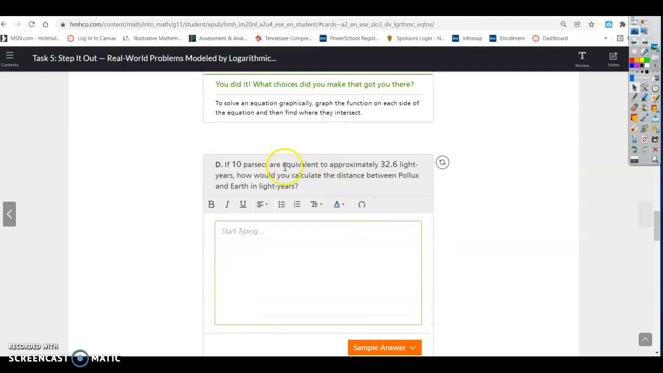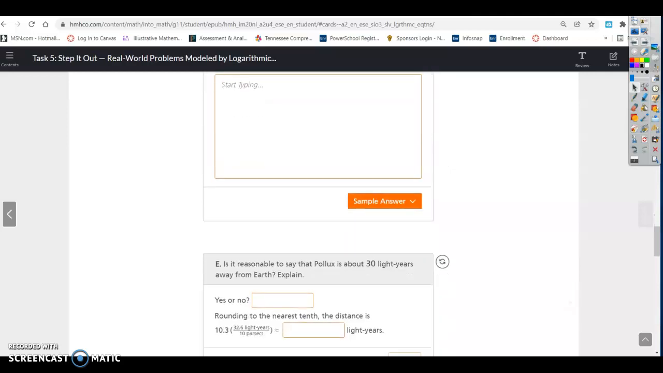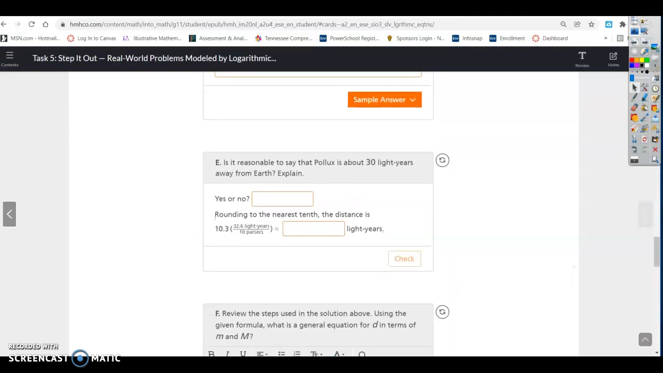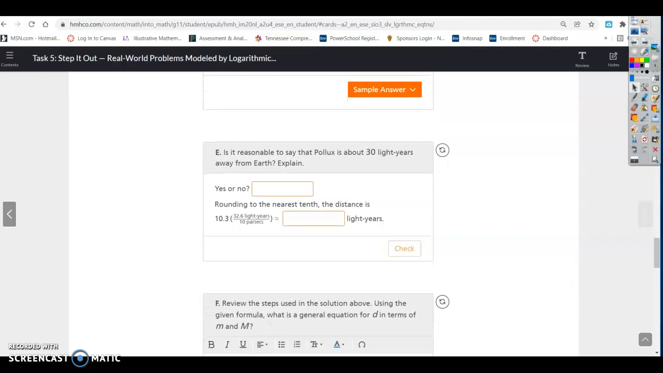All right, if 10 parsecs are equivalent to approximately 32.6 light years, how would you calculate the distance between Pollux and Earth in light years? All right, so you would just have to multiply by this divided by 10. So if you divide this by 10, you'd just be multiplying by 3.26 light years. All right, is it reasonable to say that Pollux is about 30 light years away from Earth?